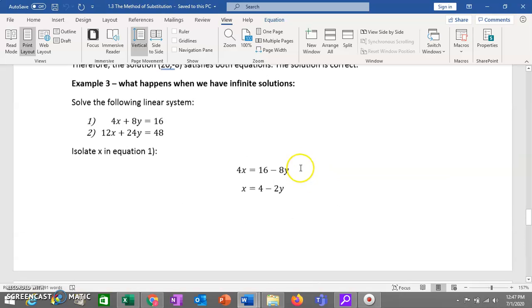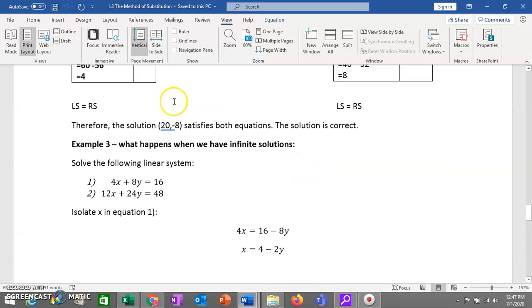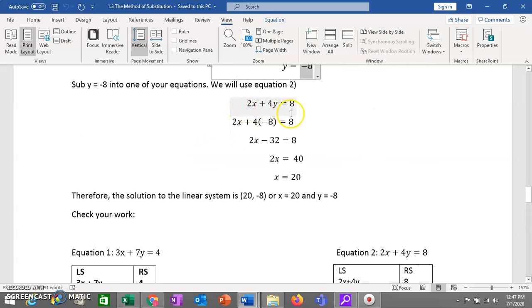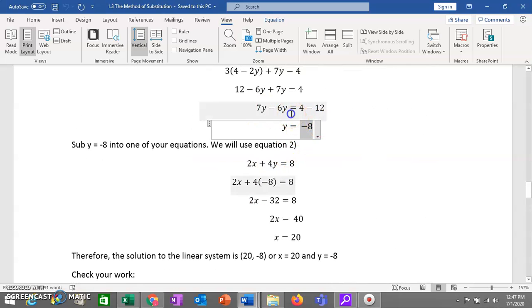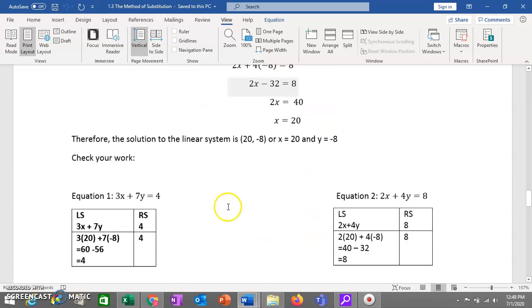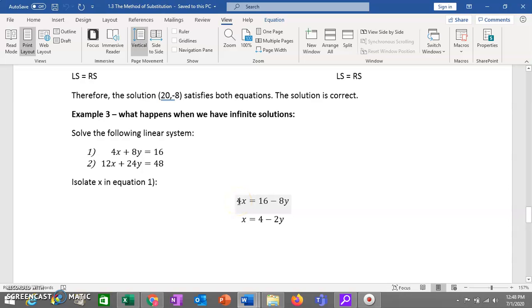Okay, so we're going to look at example 3 here. We said that you can also have infinite solutions or no solutions when you have a linear system. When you do substitution, when you have one solution, it's pretty easy. You get a y, you get an x, and that's it. That's your answer. But what does it look like if you have infinite solutions?